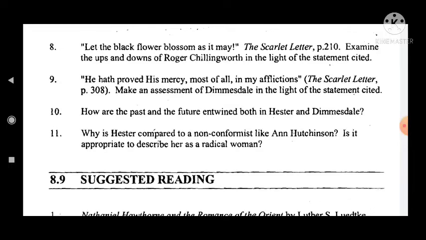He hath proved his mercy most of all in my afflictions. Make an assessment of Dimmesdale in The Scarlet Letter in the light of the statement cited. How are the past and the future entwined both in Hester and Dimmesdale? Why is Hester compared to a non-conformist like Anne Hutchinson? Is it appropriate to describe her as a radical woman?